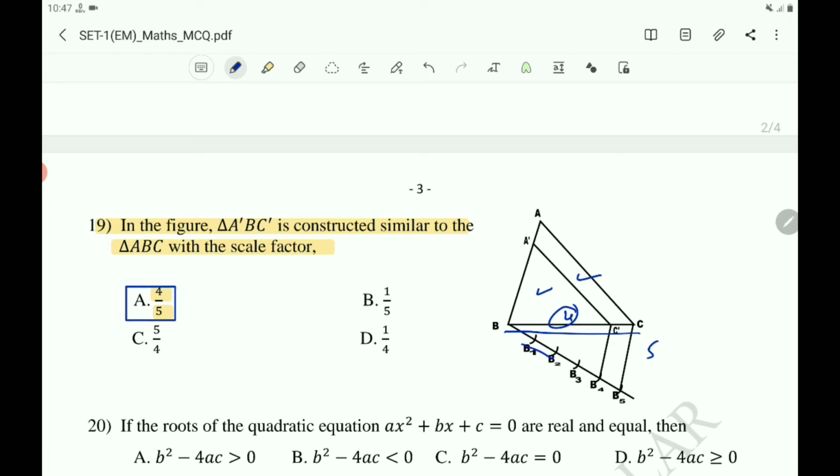Here 5 divisions are done and the 5th division is joined to C. So we will get 5 in the denominator and here 4 divisions are joined. So you will get 4 in the numerator.